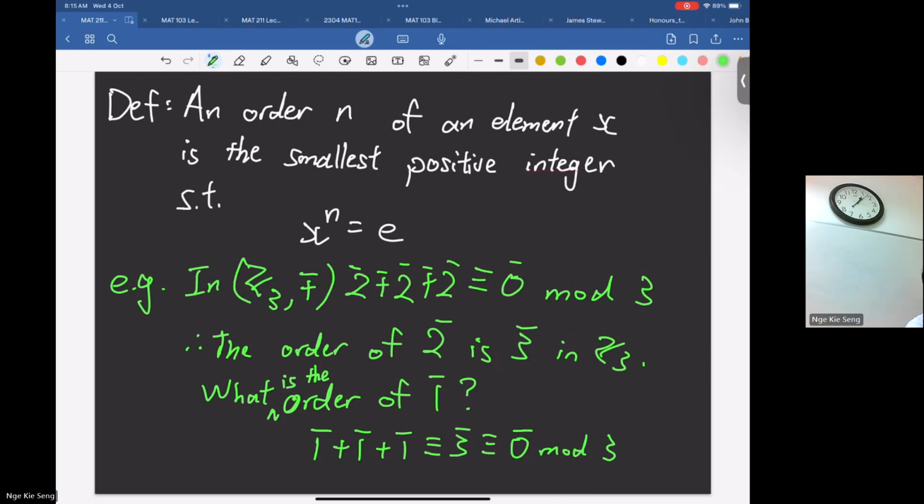Sorry? 6. What do you mean? What do you mean? Yeah? What's your problem? Sorry? What did you say? Smallest, yeah, smallest.